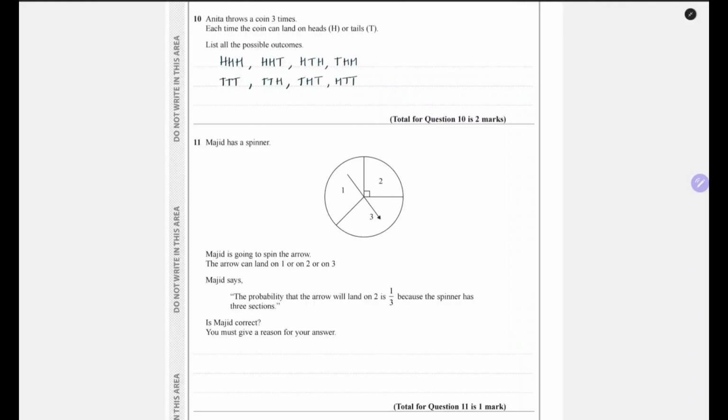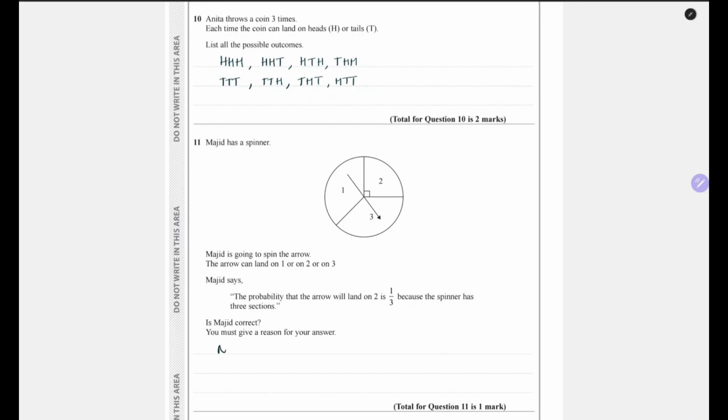Question 11 says, Majid has a spinner. Majid is going to spin the arrow. The arrow can land on 1 or on 2 or on 3. Majid says the probability that the arrow will land on 2 is 1/3 because the spinner has 3 sections. Is Majid correct? You must give a reason for your answer.